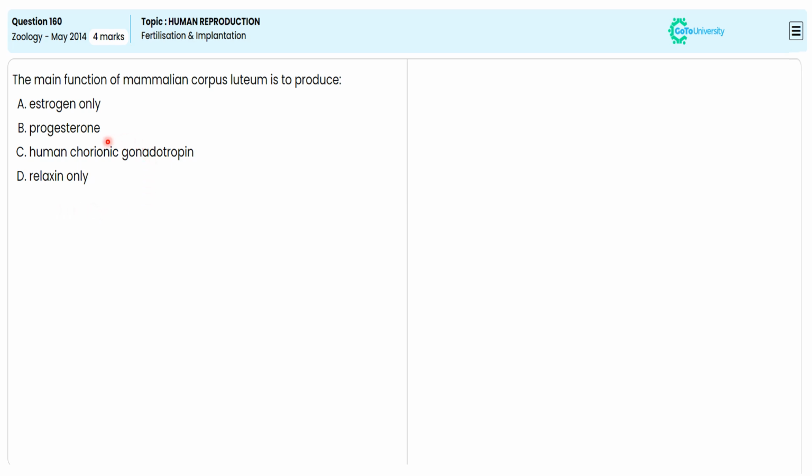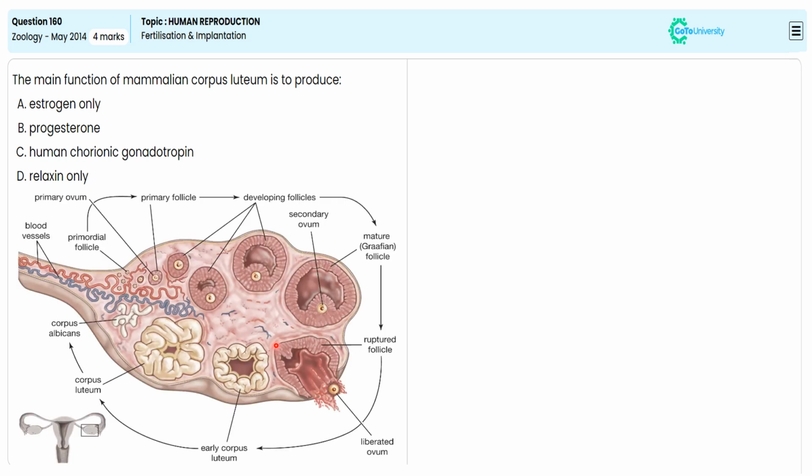Why are we accepting progesterone? Because progesterone is formed by the corpus luteum. This hormone production is mandatory to maintain the pregnancy. With this specification, we are choosing option B as the correct answer.